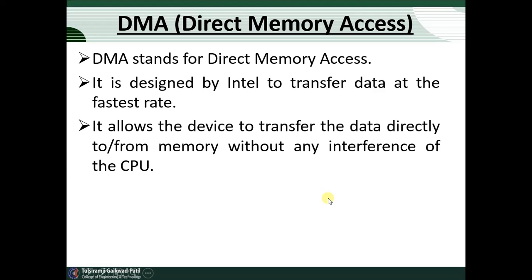We know that any operation is performed by the central processing unit, and the central processing unit has a lot of work. If we want to access the data from IO devices to memory without requesting or interrupting the CPU, then that concept is called direct memory access. It is a very important concept with which we can improve the data rate and speed of processing.